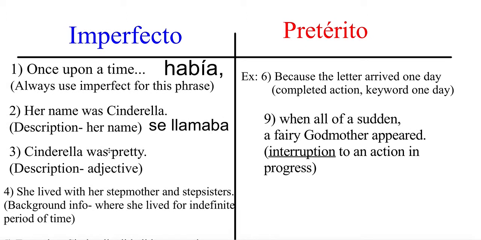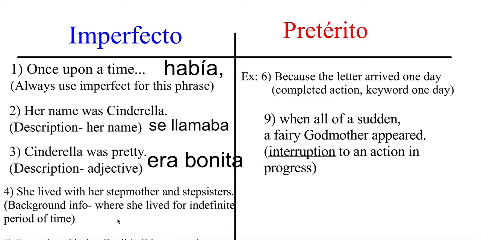Cinderella was pretty. Same thing. Anytime you have an adjective, you're describing a person. So description is a reason for the imperfect. So you would say, La Cenicienta era bonita. So when you have adjectives in the past, you want to make sure that you use the imperfect tense.